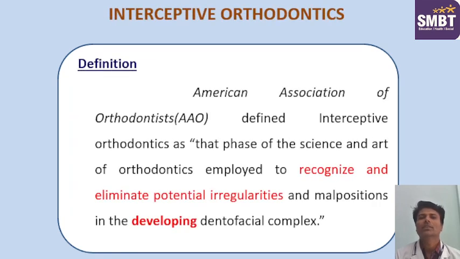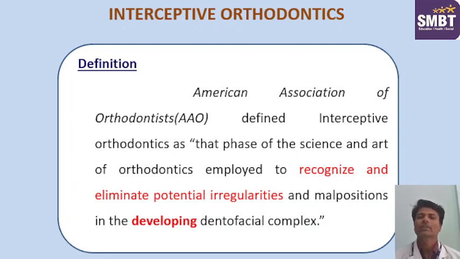Generally, to treat this malocclusion, we do certain procedures like interceptive orthodontic procedures, preventive orthodontic procedures, surgical procedures, and fixed orthodontic procedures. But when we start at an early age, we generally follow preventive orthodontic procedures and interceptive orthodontic procedures.